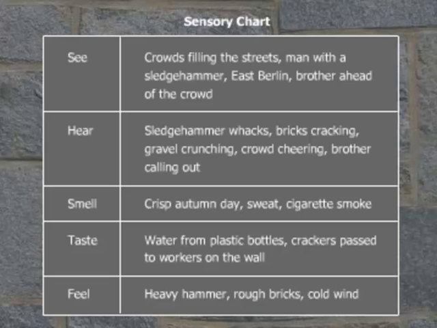And a good way to do that is by using a sensory chart and thinking about everything that the character senses. Sights that they see, things that they hear, smells that they smell, tastes that they taste, and things that they can touch or feel. So a sensory chart to help you develop a scene or an idea is an excellent way to put the reader into the story.